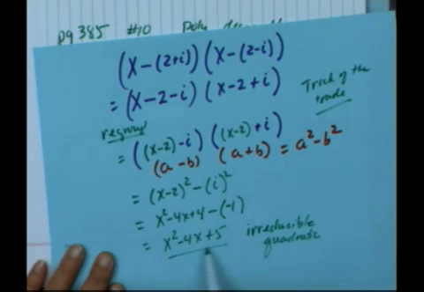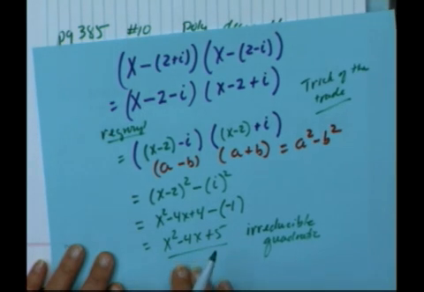This is called an irreducible quadratic, meaning that you cannot factor it to linear factors with real numbers. X squared minus 4x plus 5 is called an irreducible quadratic. All right, everybody with me on this?